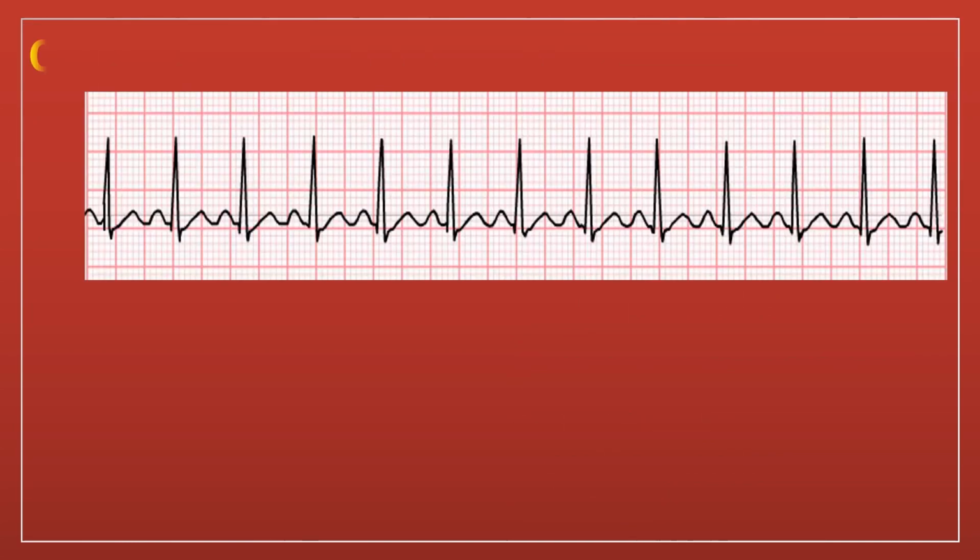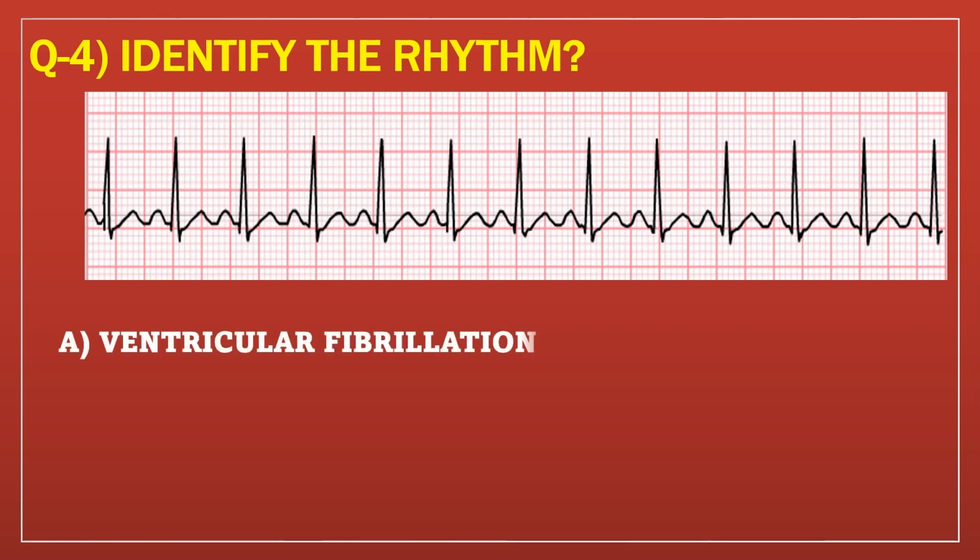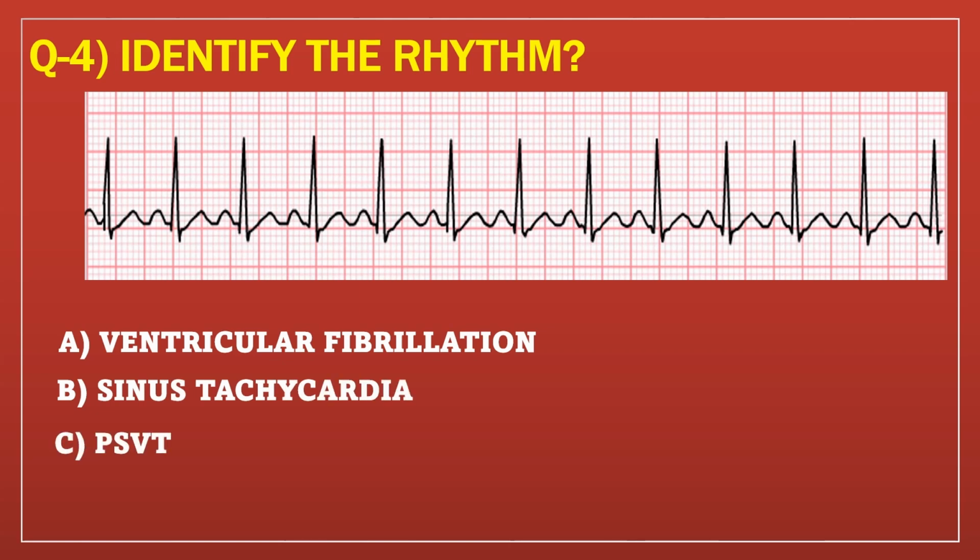Question number 4. Identify the rhythm. Option A. Ventricular fibrillation. Option B. Sinus tachycardia. Option C. PSVT. And option D. Atrial tachycardia. And the correct answer is sinus tachycardia.